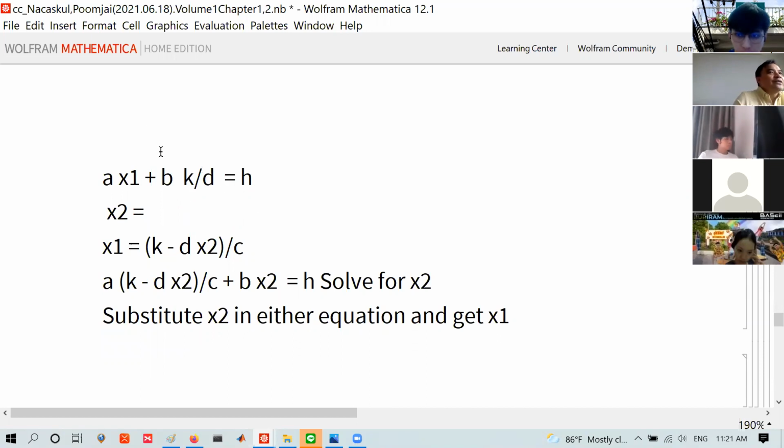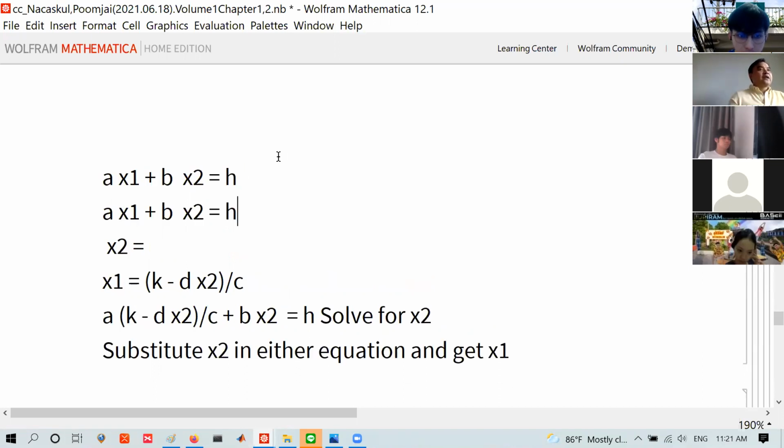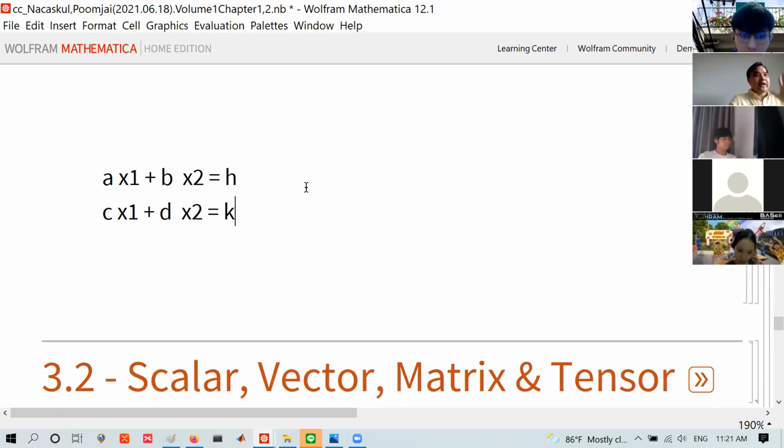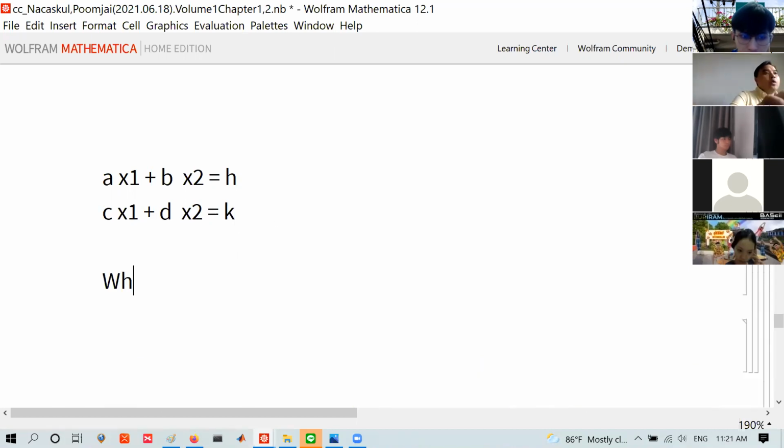Now, let me try something else. What if this is the problem you have? And this is the original problem, and this is the second one, right? Now, this is C and this is D. I asked you this question: what if C is equal to A and D is equal to B?